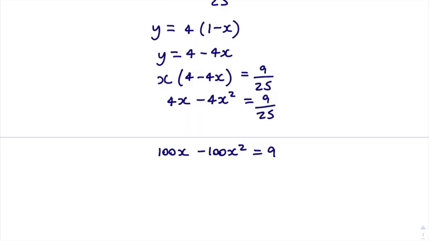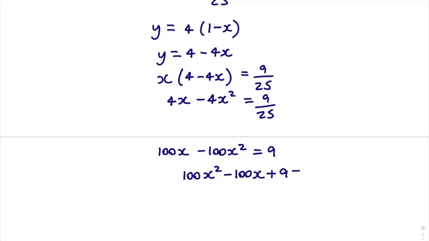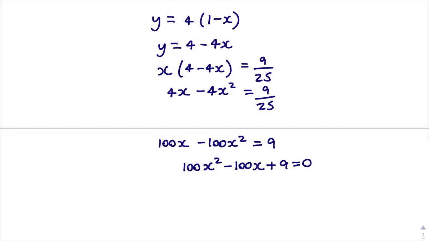So what I'm going to do is I'm going to bring the x squared term and the x term over to the right hand side. So I'm going to get 100x squared minus 100x plus 9 equals 0. Now, when we factorise this, we're going to get two factors, which are going to include 10x, because 10x times 10x is 100x squared. And then the two factors of 9 we can use is 9 and 1. So this would be 10x minus 1 and 10x minus 9.